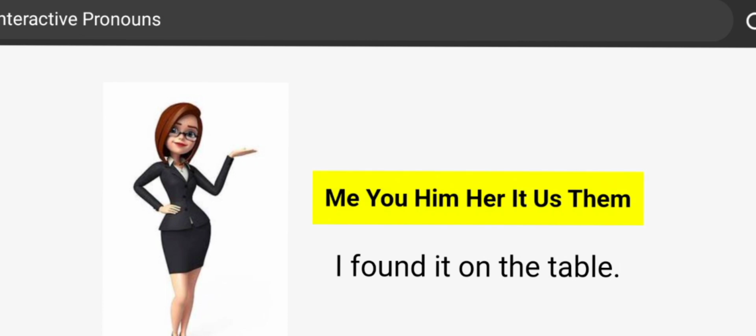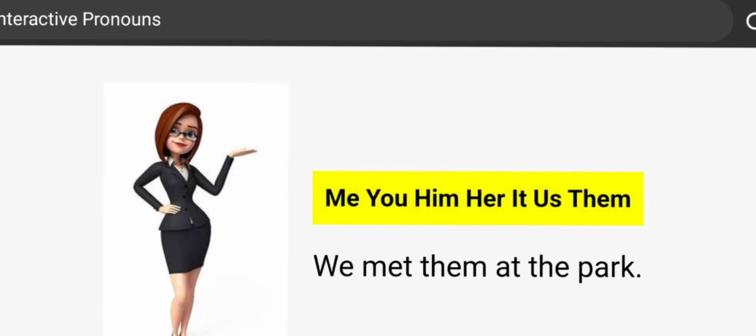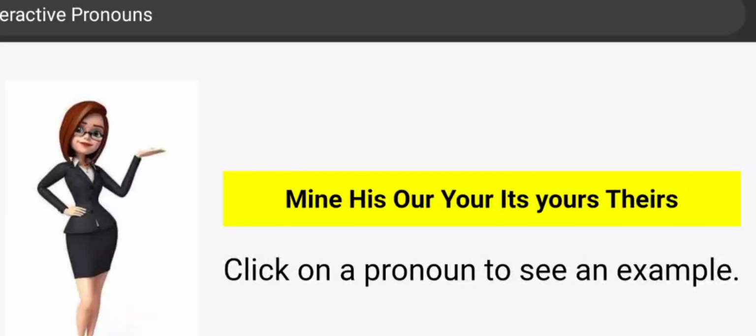It: I found it on the table. Us: she helped us with the homework. Them: we met them at the park. So we'll see some more examples.